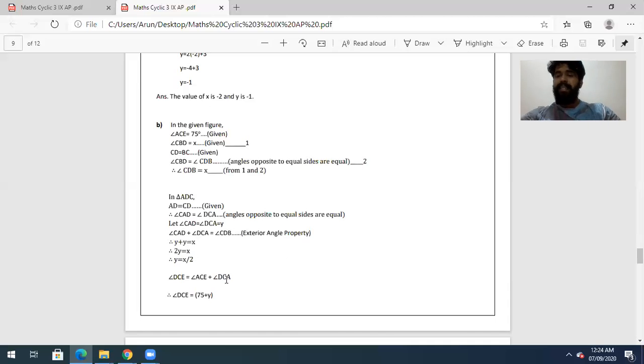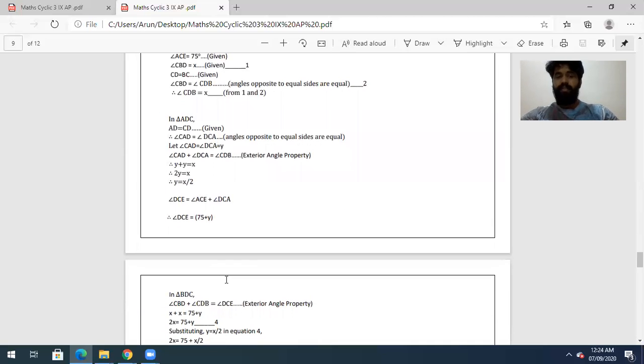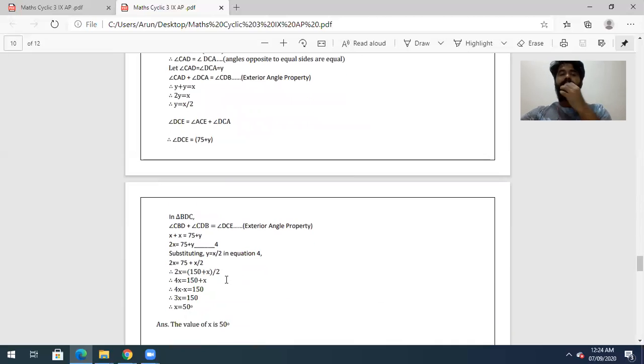Now angle DCE is equal to angle ACE plus DCA. So DCE is equal to 75 plus y. So in triangle BDC, angle CBD plus angle CDB is equal to angle DCE. Again, exterior angle property. So x plus x is equal to 75 plus y. So 2x is equal to 75 plus y.